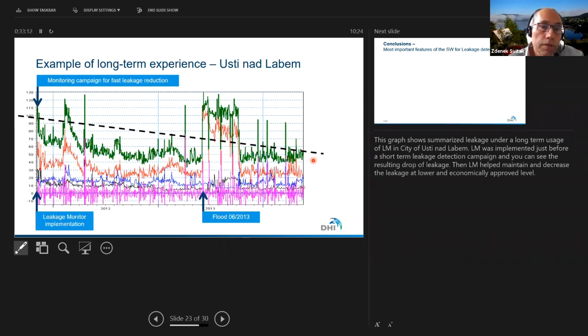Quite important was the situation before the period shown in this graph. Two years ago, at this point, we were in a very similar situation, and we ran this measurement campaign for fast leakage reduction with very similar results. But after 2 years without leakage monitoring, without the supporting tool, we were at the same position. So with a supporting tool, they went down even with the overall leakage.